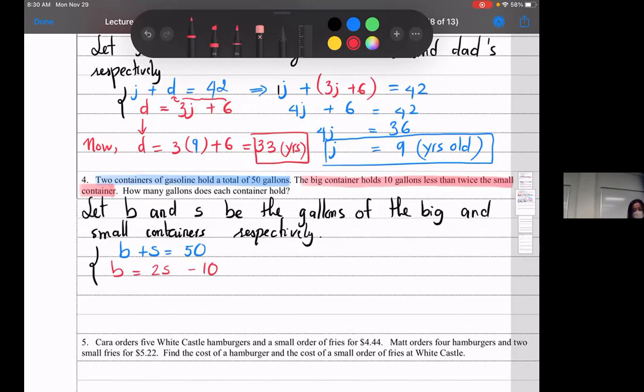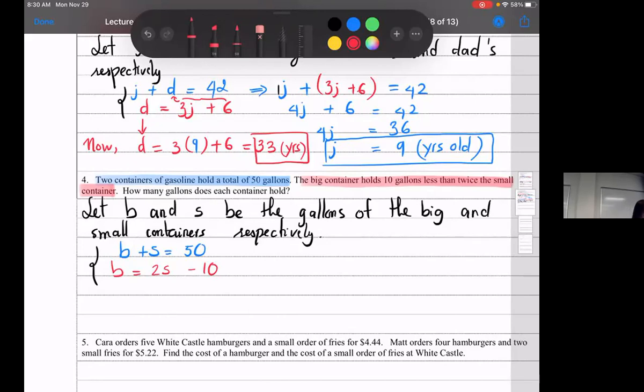What you got? These people in the chat, Madison got, what is it? The small one is 20 gallons. The big one is 30 gallons. Megan got a big one, 15 gallons. We have two different answers here. What you guys have? Oh, okay, so same thing with medicine. Good job. Thank you, Megan. Maybe you want to check your computation.